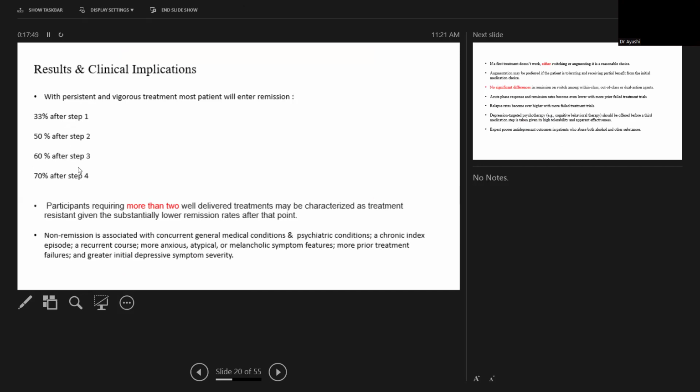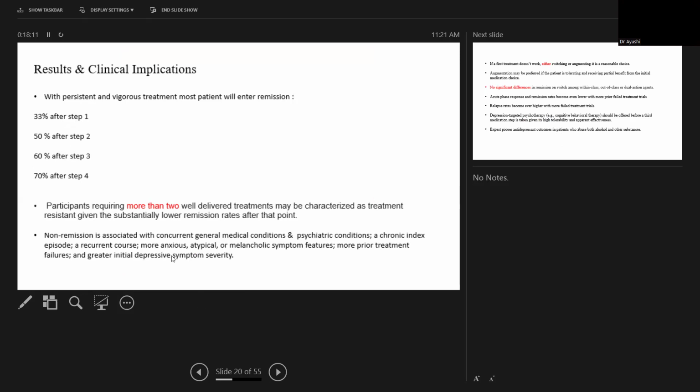So the result was that after step 1, only 33% of patients showed remission, and after step 2, it was 50%, step 3, 60%, and step 4, 70%. Like, one third of the patients, even after step 4, did not show remission. So according to this, the participant requiring more than 2 well-delivered treatments may be characterized as treatment resistant, given the substantially lower remission rates after that point.